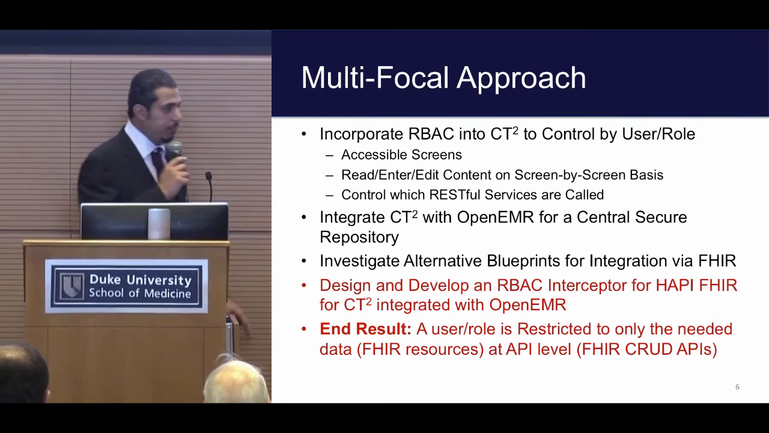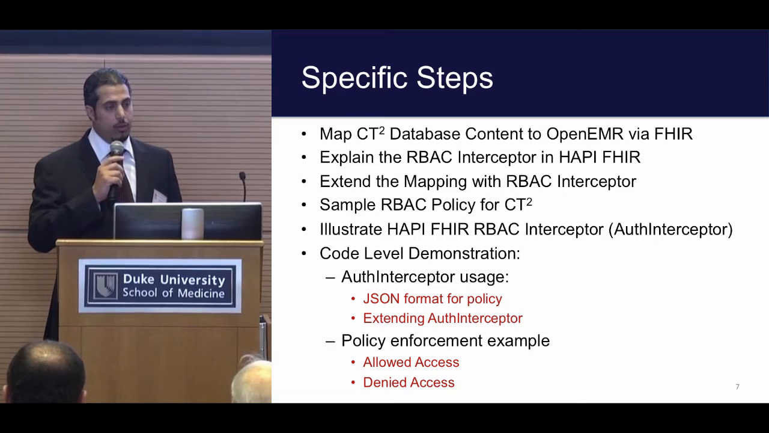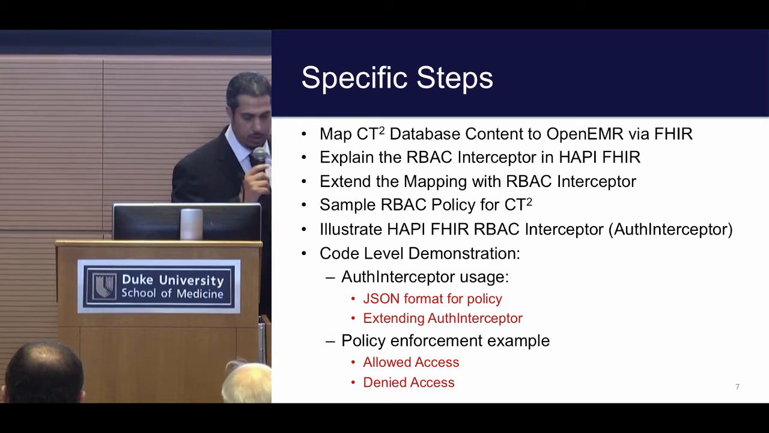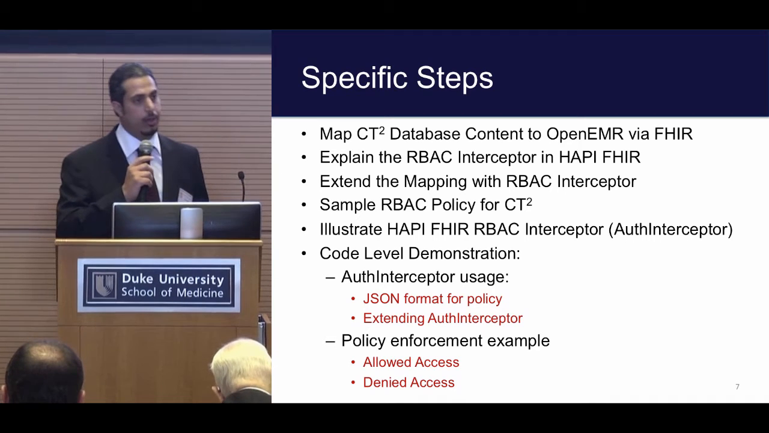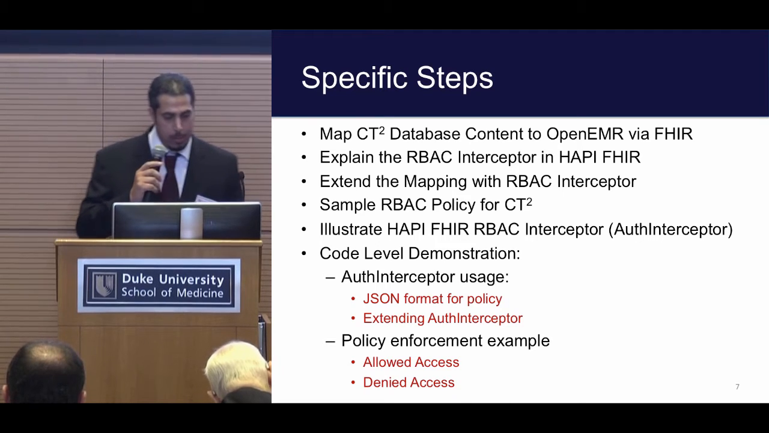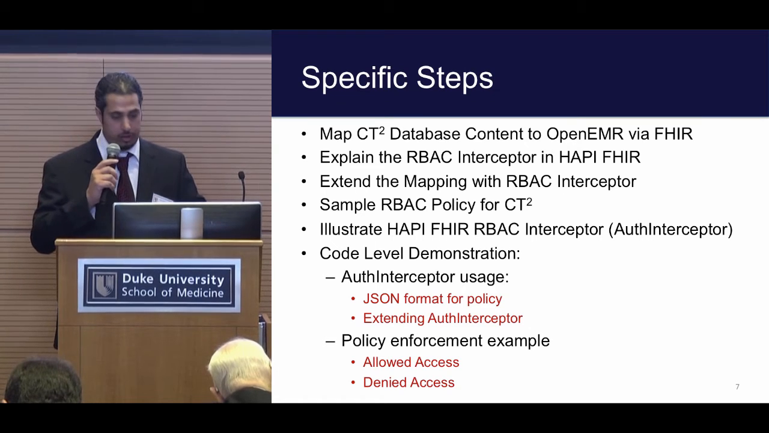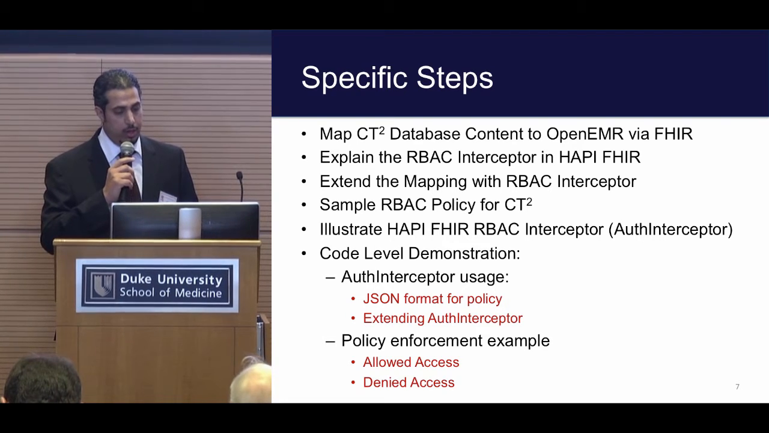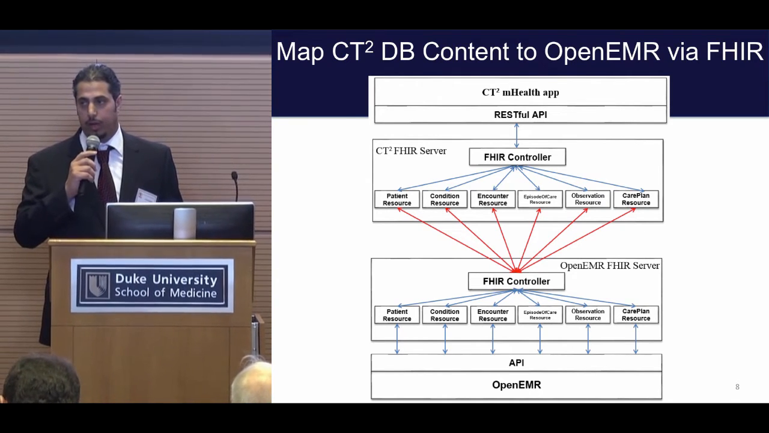The rest of my presentation is about this. First, I will talk about how we map the concussion application data to OpenMRS via FHIR to make the data exchangeable, so we can connect it to other applications later. Then I'll explain RBAC, or role-based access control, the extension that we use, how we applied it to the application, and how a developer can use it.